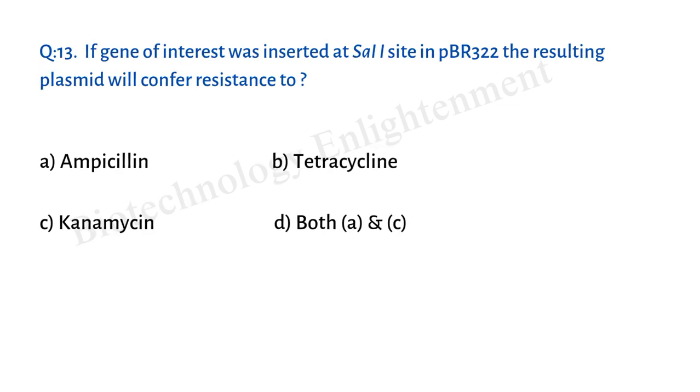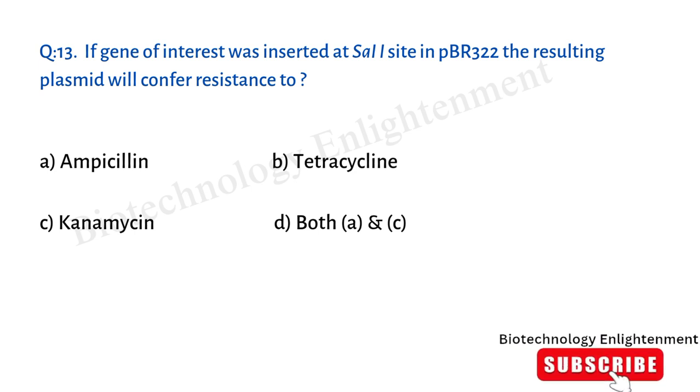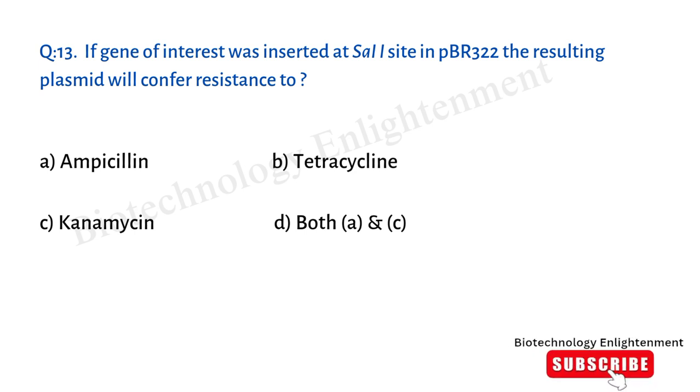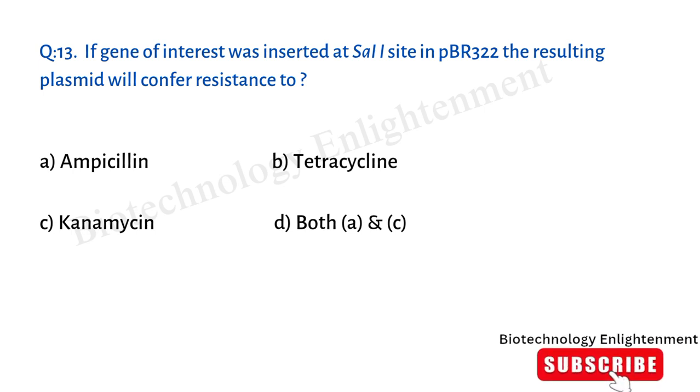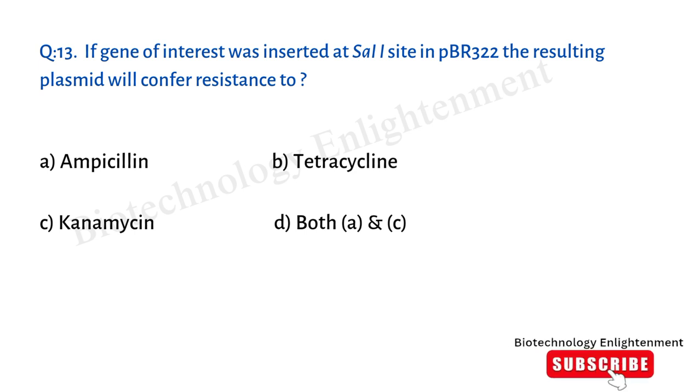Question number 13. If gene of interest was inserted at SAL1 site in PBR322, the resulting plasmid will confer resistance to option A ampicillin, option B tetracycline, option C kanamycin, option D both A and C. So it's a bit confusing if you are not clear in this. So I'm explaining for those who don't know what the question is asking.